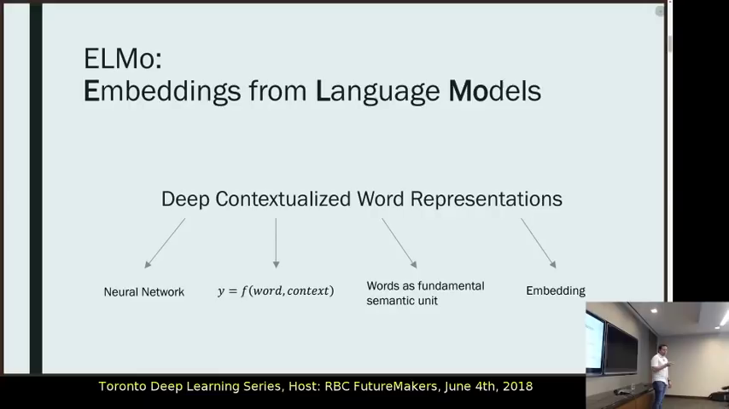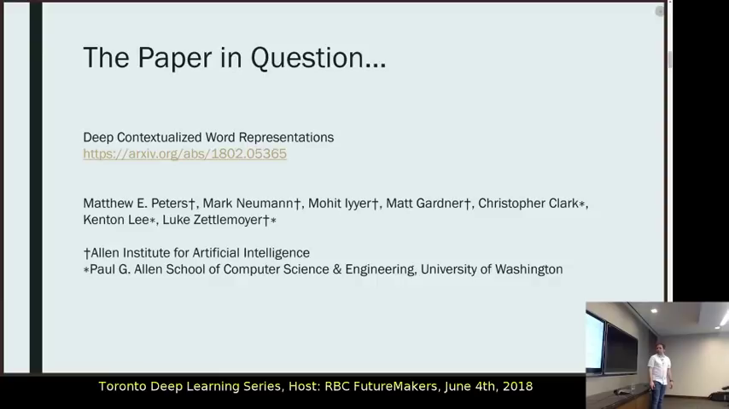And the paper in question is by Peters, Neumann, Iyer, Gardner, Clark, Lee, and Zettelmoyer. These are from the University of Washington and the Allen Lab. This is a fairly distinguished group of people. Among them, they have co-publications with Bengio, Graves, Cho, Mikolov, others. A lot of good work comes out of this lab. So I was excited to see this paper show up.